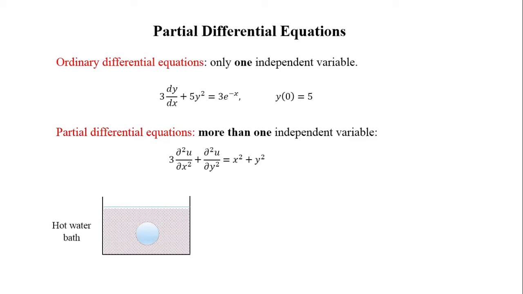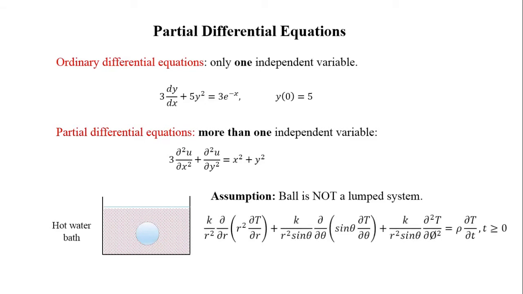Now we will look at the same example. However, the only difference is that the ball is not a lump system, which implies that the temperature of the ball is not constant throughout the body, but varies with time and space. The following differential equation governs the system. In spherical coordinates, the spatial locations are represented using radius r, theta and phi, and we also have another independent variable, which is time t. So in the present case, the number of independent variables is 4, that is r, theta, phi and time t, which makes this differential equation a partial differential equation.